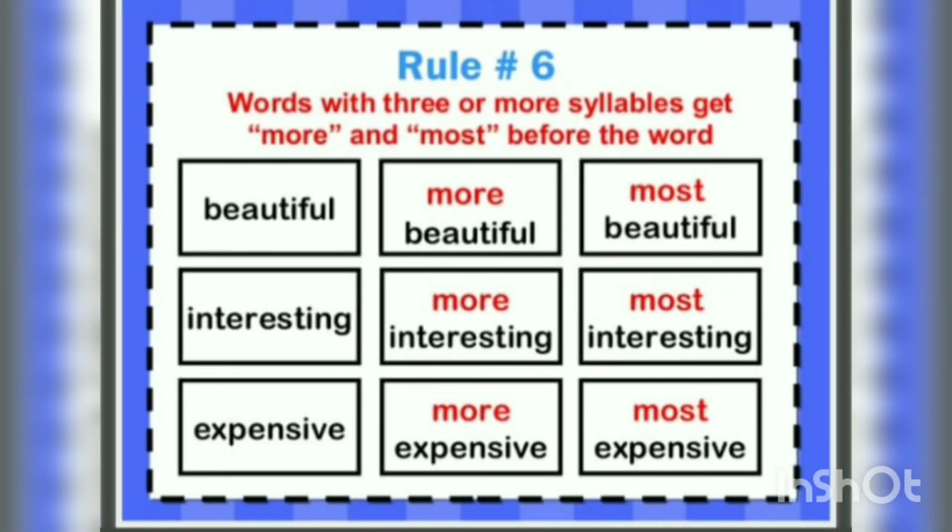Now we move on to the next rule, rule number 6. Words with 3 or more syllables get more and most before the word. Beautiful. We don't say beautifuler and beautifulest. No, that's wrong. Beautiful, more beautiful, most beautiful. Interesting, more interesting, most interesting. Expensive, more expensive, most expensive. You have to remember all these things. There's no other go.